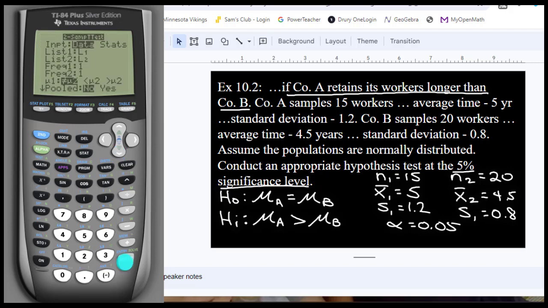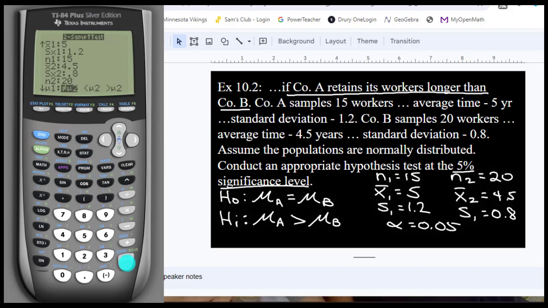All right, we don't know the data. We're going to go over to stats and hit enter. So X bar 1, we know that is 5. S1 is 1.2. N1 is 15. X bar 2 is 4.5. S2 is 0.8. And N2 is 20.